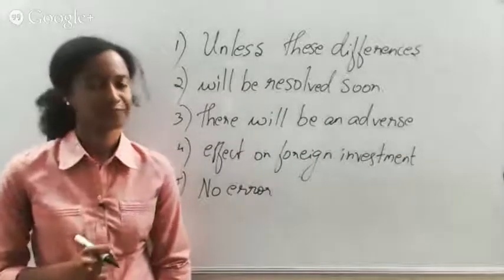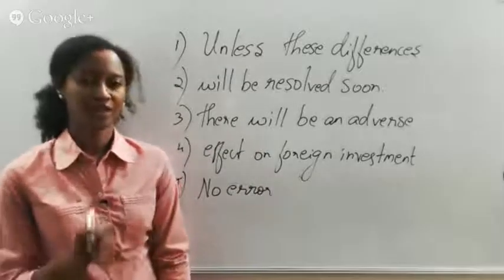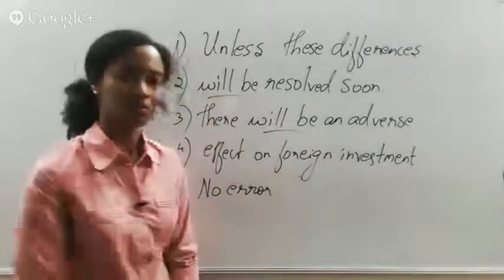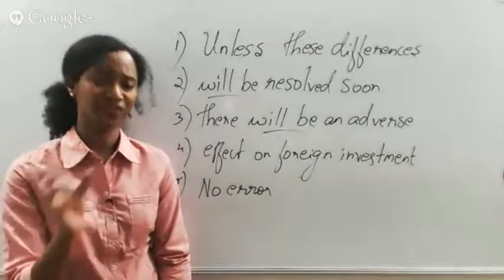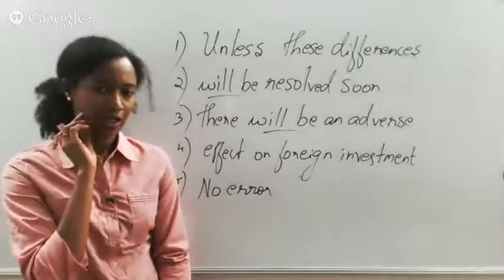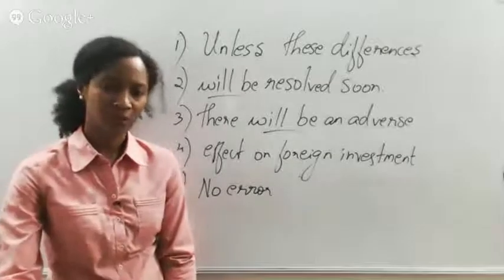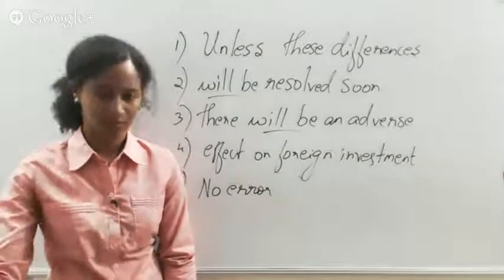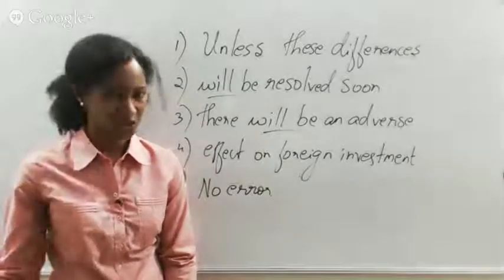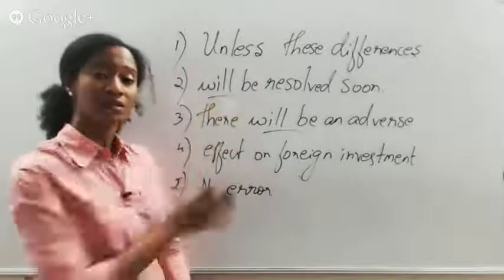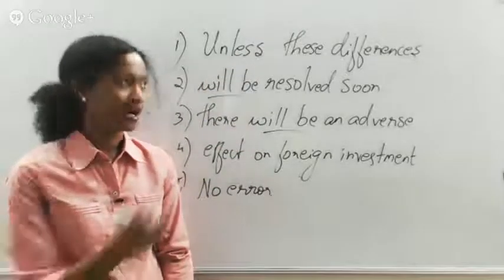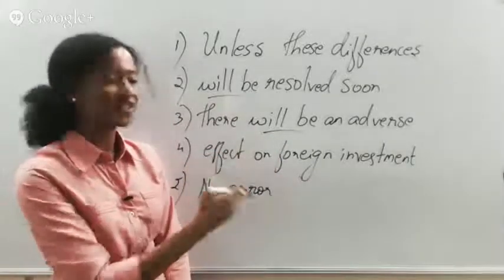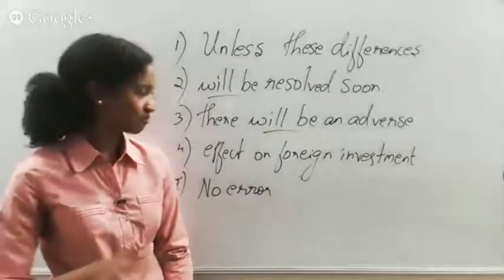Let's apply tenses here. Predominantly my verbs are showing future tense, right? Will be, okay. But let's look at the overall meaning of the context. If you're saying something will happen, which means you're looking at something in the present to change. If this happens, then there will be something. If this does not happen, then there will be another consequence. So which means my former part has to be in the present tense. Unless these differences, something present tense, then there will be an adverse. So if this doesn't happen, there's going to be an adverse effect.